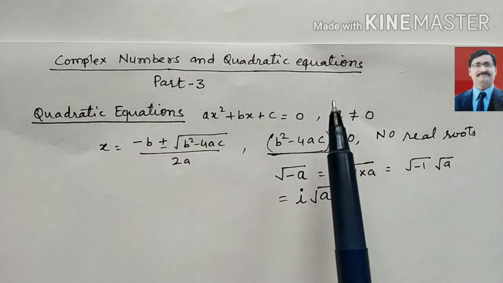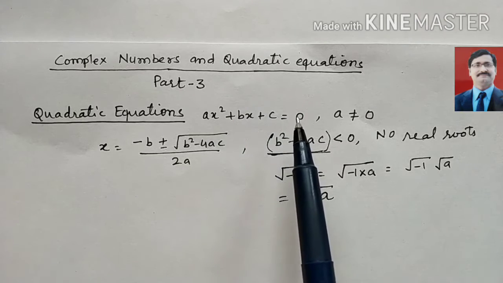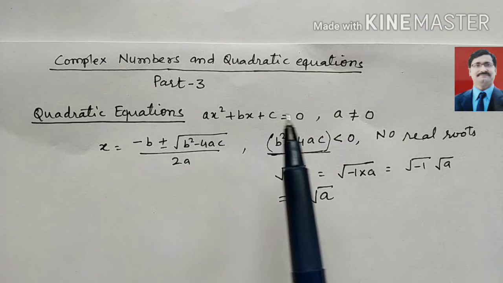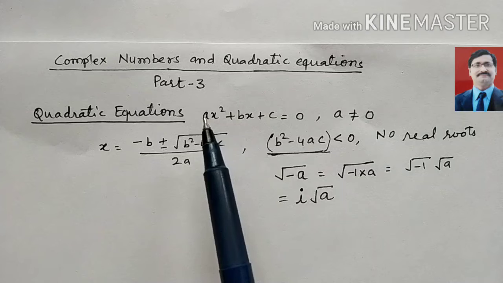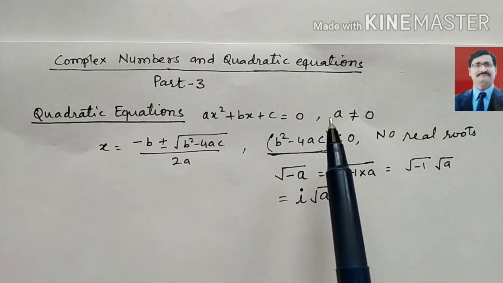This is a quadratic equation. We know this is a quadratic equation: ax square plus bx plus c, and here a should not be equal to 0. If a is 0, it means this is a linear equation. So this is a quadratic equation.